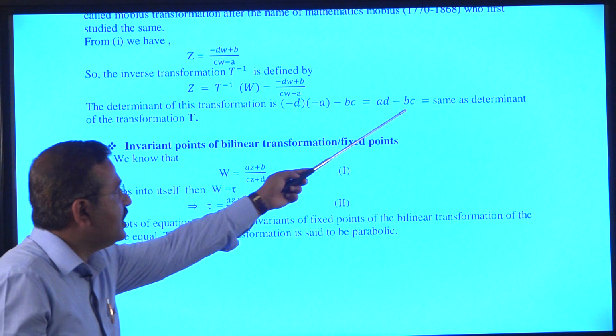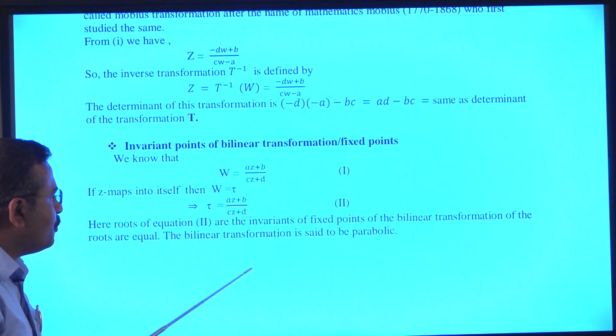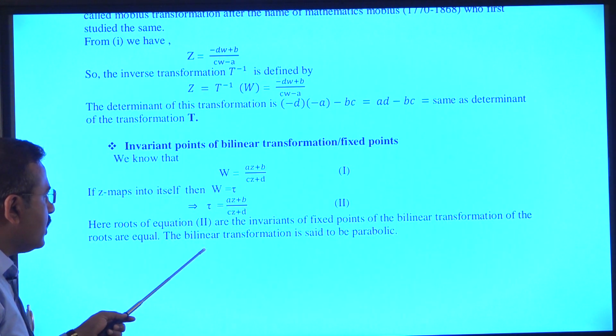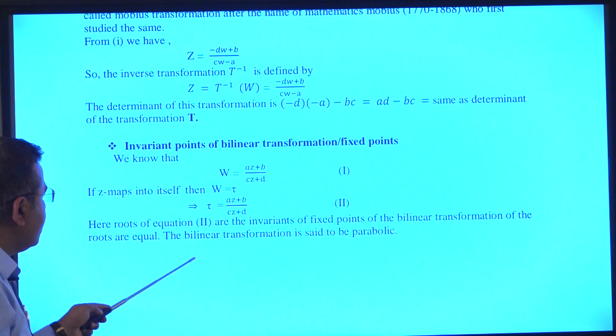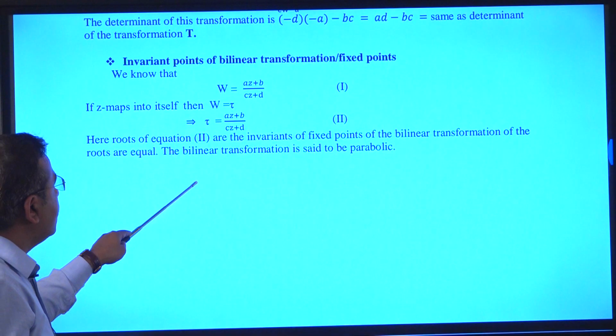As we calculate here, the determinant values are the same. So the bilinear transformation is said to be parabolic. This type of result is a parabolic transformation. So this is all about the bilinear transformation.